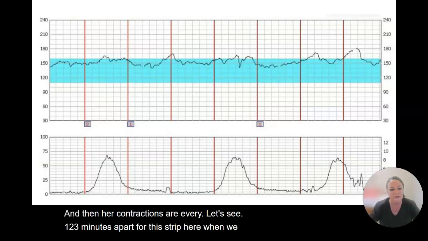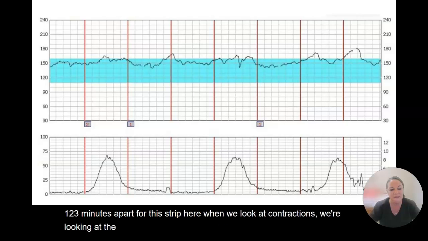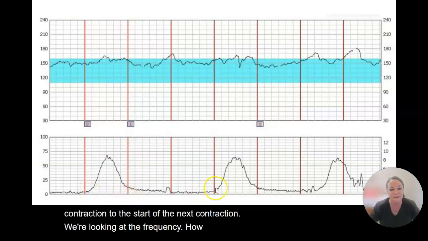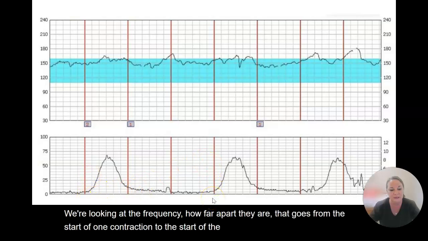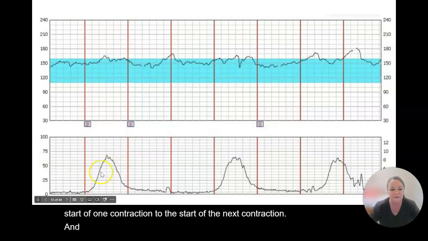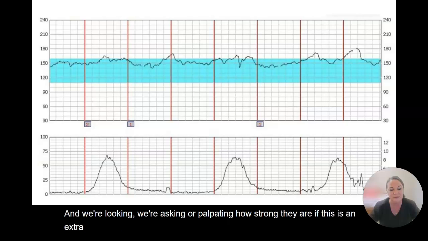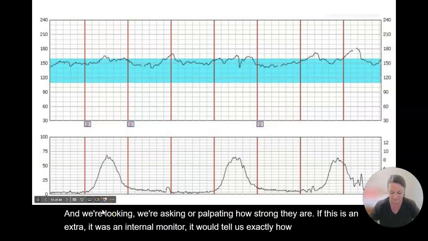When we look at contractions, we're looking at the duration, which is how long they last from start of one contraction to the start of the next contraction. We're looking at the frequency, how far apart they are. That goes from the start of one contraction to the start of the next contraction. And we're asking or palpating how strong they are if this is an external monitor. If it was an internal monitor, it would tell us exactly how strong they are.